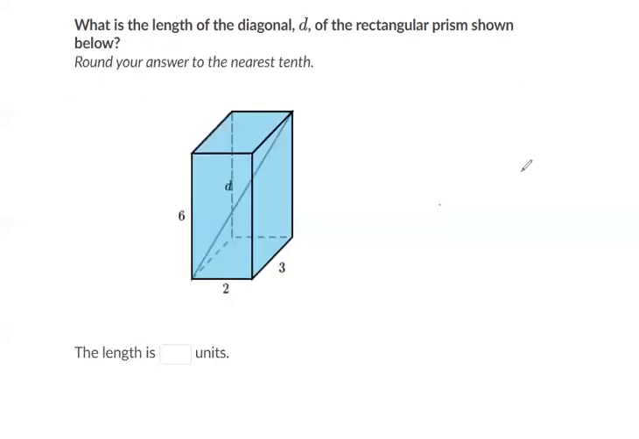Okay, this is the second question. In this problem, we have a prism again, and what we want is the diagonal, which is the segment you can draw between two opposite corners. This even has a special name: we call it the space diagonal. It goes through the inside of the prism. So this is what we want, but how do we deal with that?